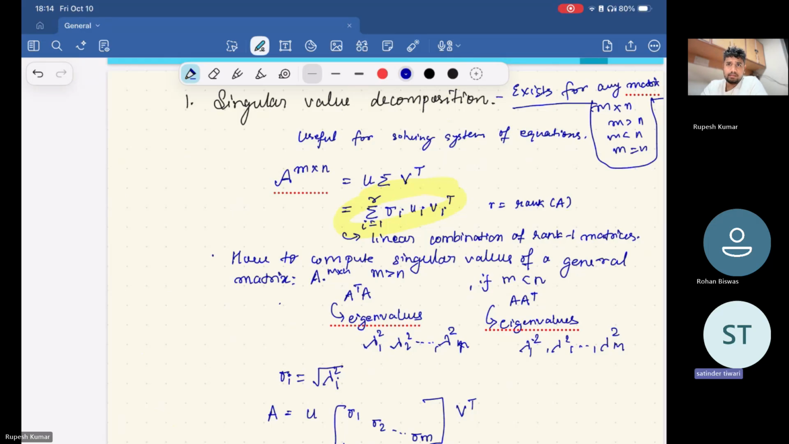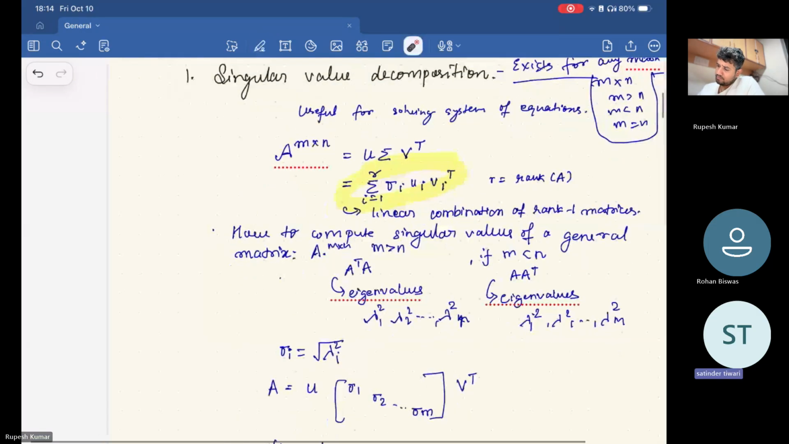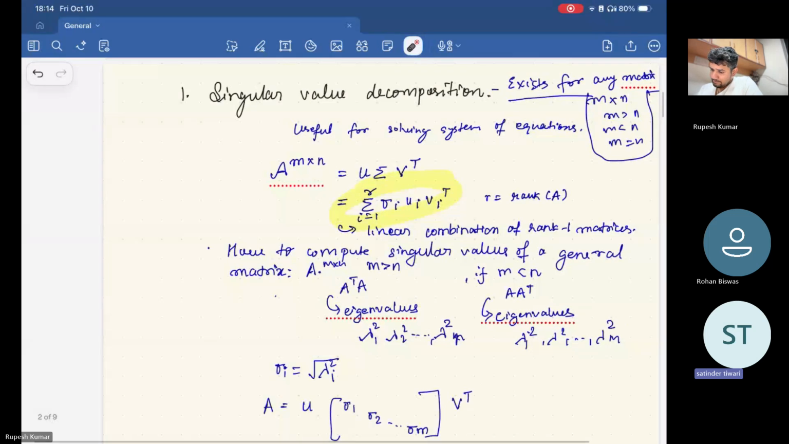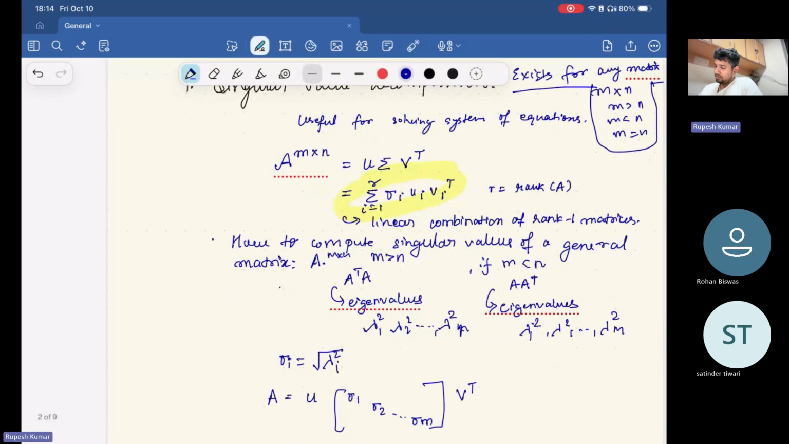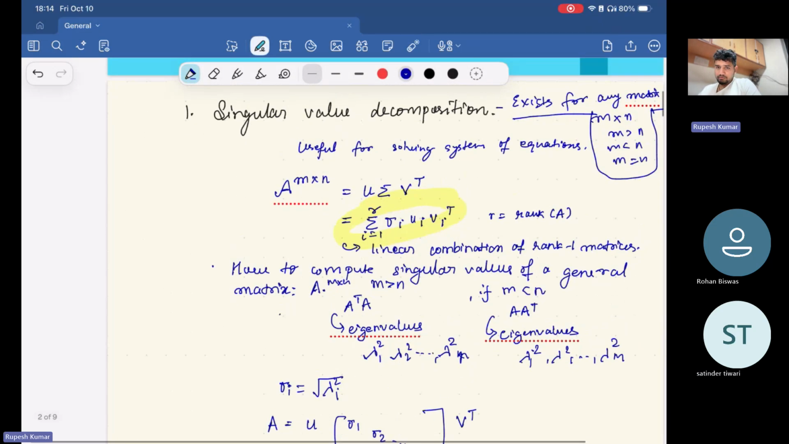Sir, I want to know, when we are calculating U and V, I think we calculate the eigenvectors of A transpose A. I'm getting to that. Right. So this is the definition of singular value decomposition. Why we get this, and what the properties of singular value decomposition are, we haven't seen right now, right?